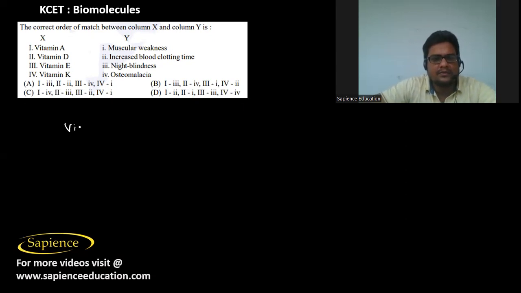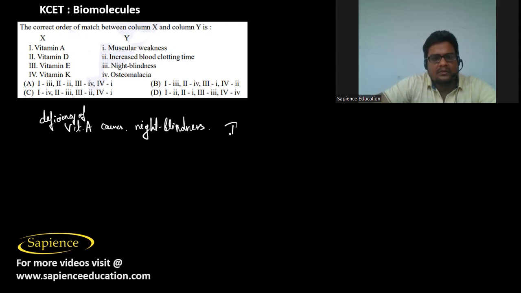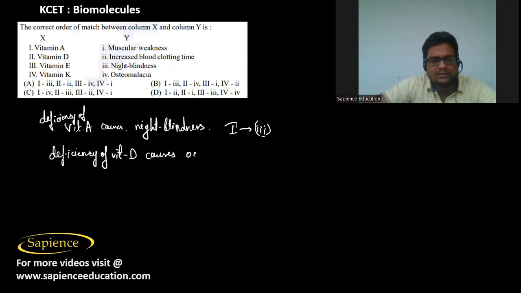Then here it is told that the correct order of match between column X and column Y is. Now the deficiency of vitamin A causes night blindness. So 1 will match with 3, and the deficiency of vitamin D causes osteomalacia. Osteomalacia means there will be weak bones. So it means that 2 will match with 4.